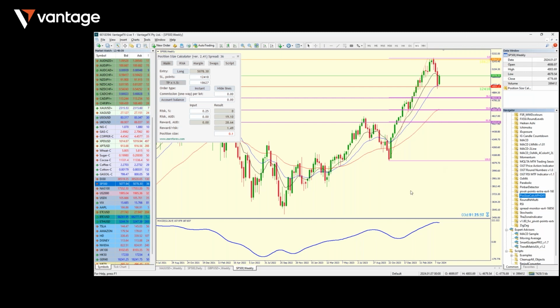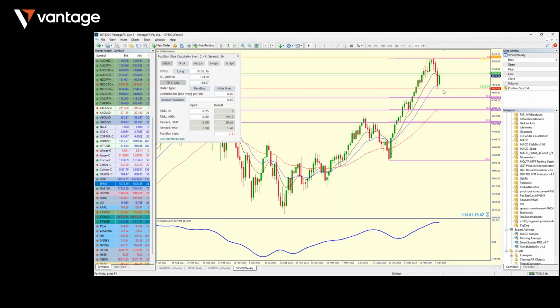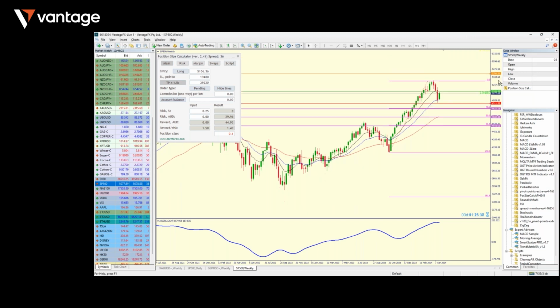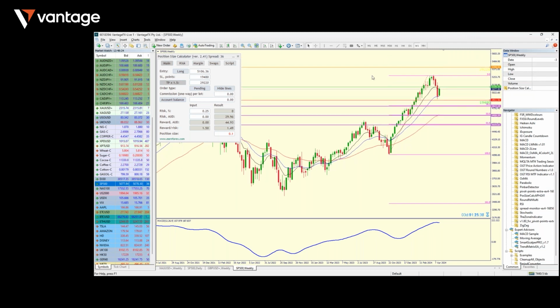So this allows you to place your entries. Are you using an instant or pending order? And if it's pending, you can then place your order where you want it. You can move your stop loss where you want it. You sometimes just have to play with it a bit. You can then move your target to where you think it should be.